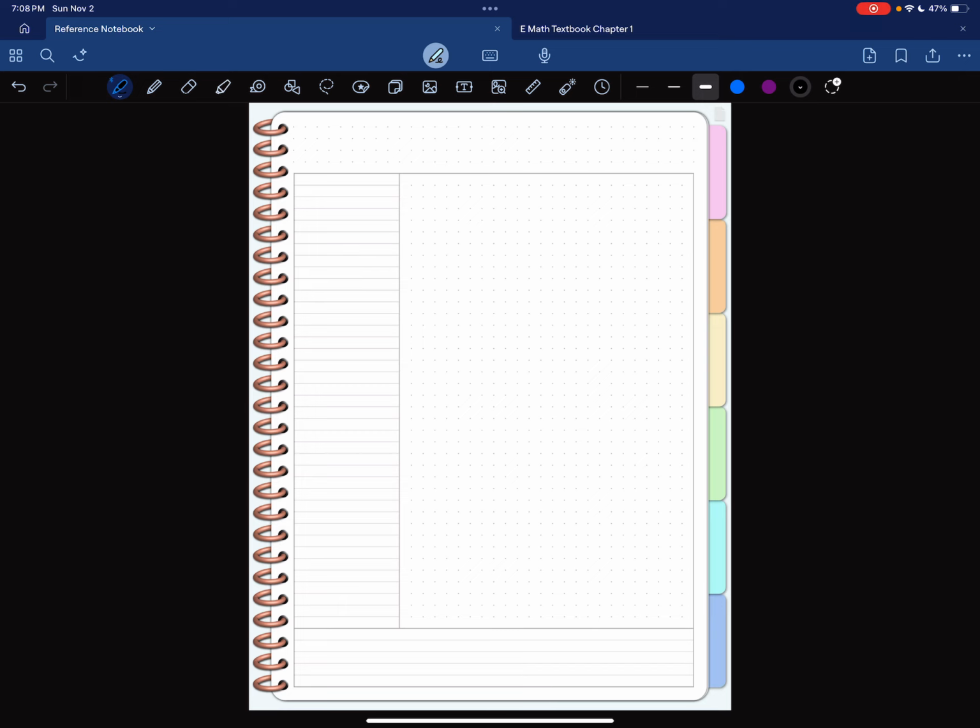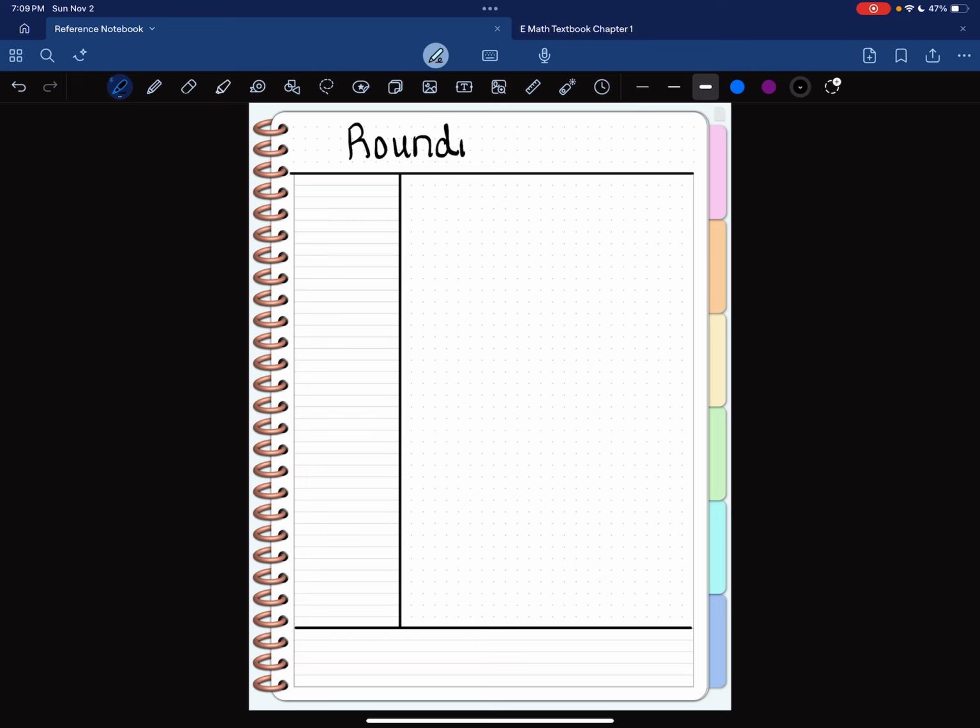So let's go ahead and section off the page since it is a notes page. You just draw those two lines, leave yourself some space at top and bottom, and then make a margin section right here. Okay. And this one is going to be about rounding numbers.